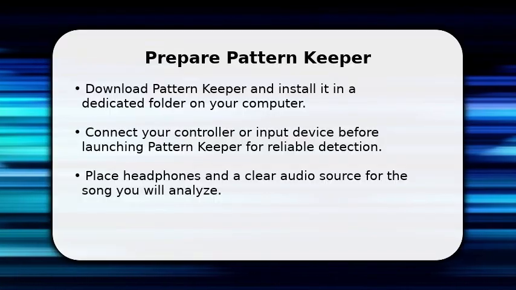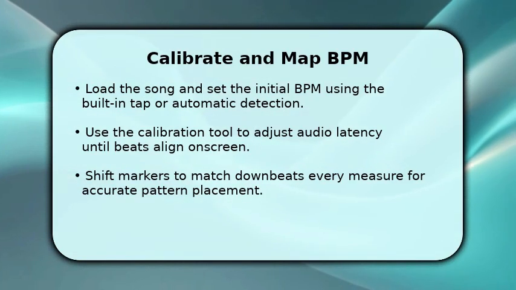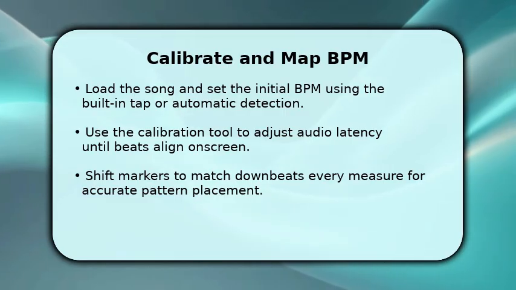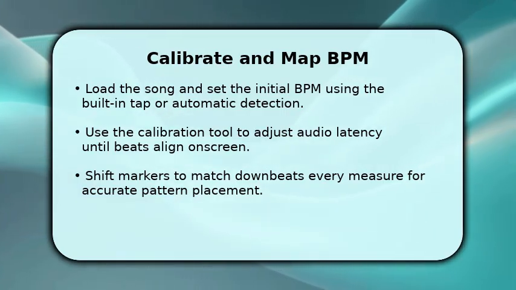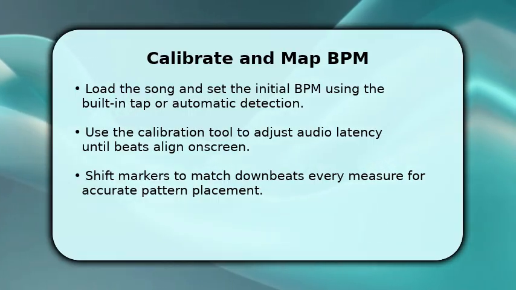Run Pattern Keeper as administrator if prompted by your operating system. Open the song in Pattern Keeper and set an initial BPM either by tapping or automatic detection. Use the calibration tool to adjust audio latency until on-screen beats align with the actual song sound.